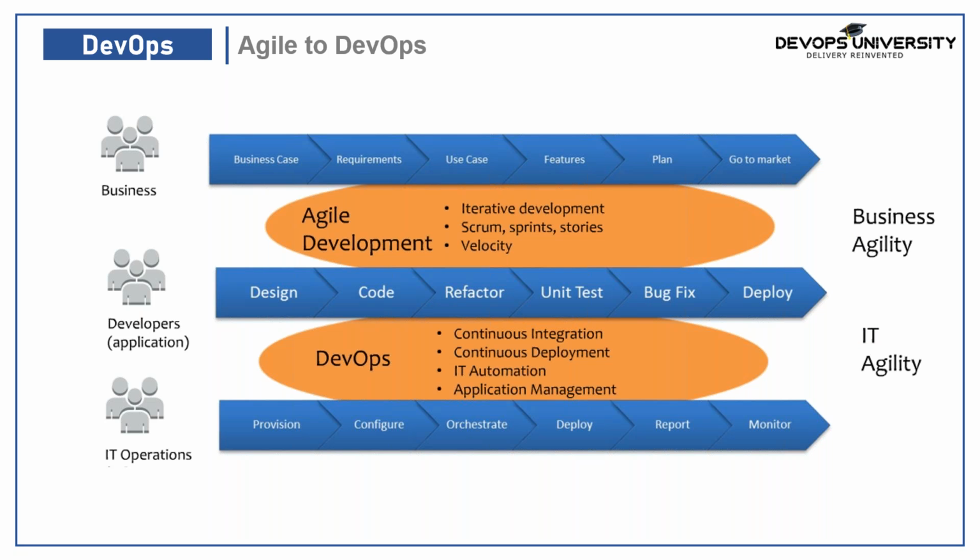So now, the journey is agile to DevOps, as I said already. Agile development is iterative development, it's Scrum, sprints, stories, and we calculate velocity. In DevOps, we have seen it has continuous integration, continuous deployment, IT automation, and application management. It provides IT agility as well as business agility. So we can see the IT operations team, developers, and the business people all working together in line for the common goal to deliver the product to the market before time, or I would say rather than on time. And we will have the flexibility to release faster to the market.